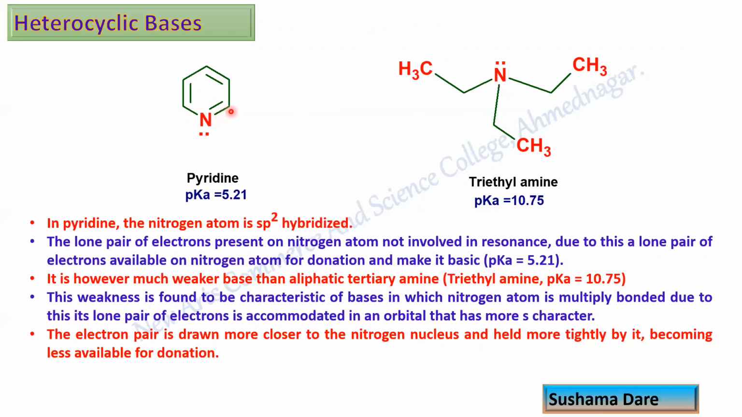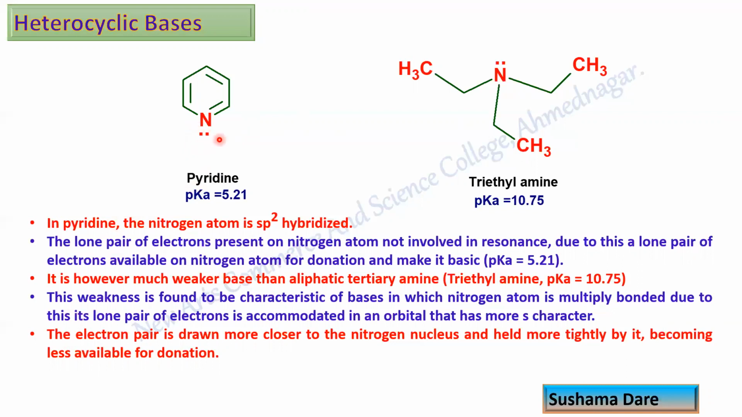So how many total electrons are there? 6 pi electrons, and 6 pi electrons are already there in the ring. So the lone pair of electrons of this nitrogen atom is not a part of the aromatic ring. Because of that, these electron pairs are readily available for donation. But the thing is what? As it is an sp2 hybridized nitrogen atom, the percentage of s character is more.